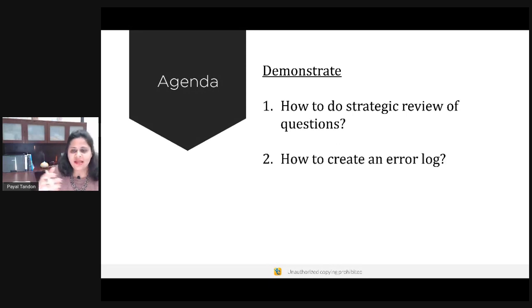And you'll see that the basic principles behind all these error logs remains exactly the same. The basic principle is that you solve questions using the right process, and then you review the solutions, what I call a strategic review of the solutions, using detailed solutions, and then based on your review of the solutions and based on how you interacted with the question, you make appropriate entries in the error log.